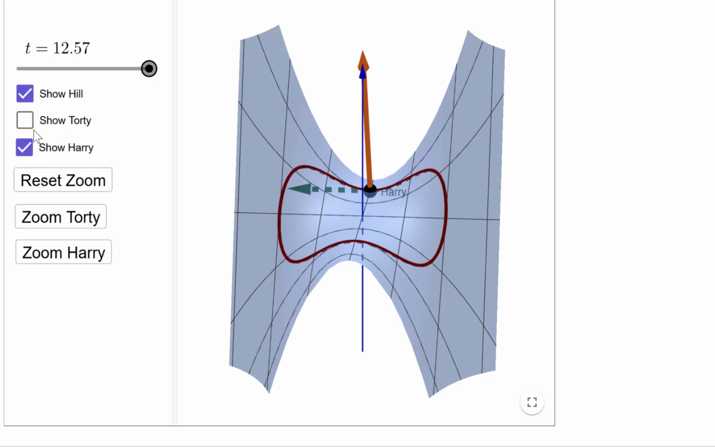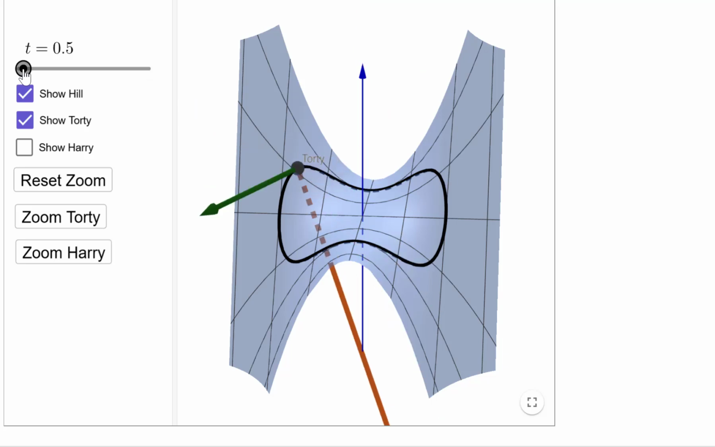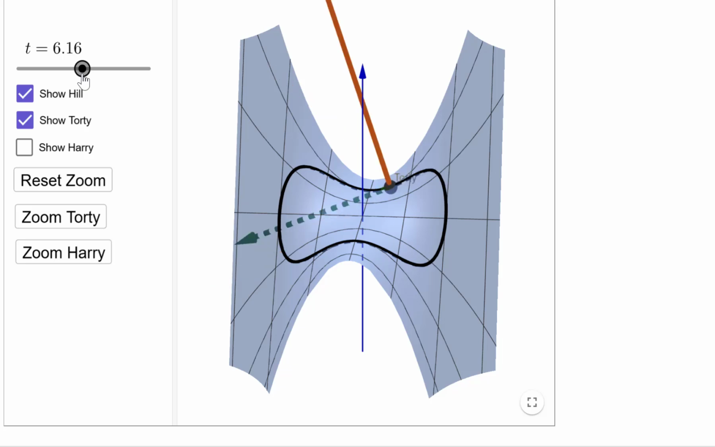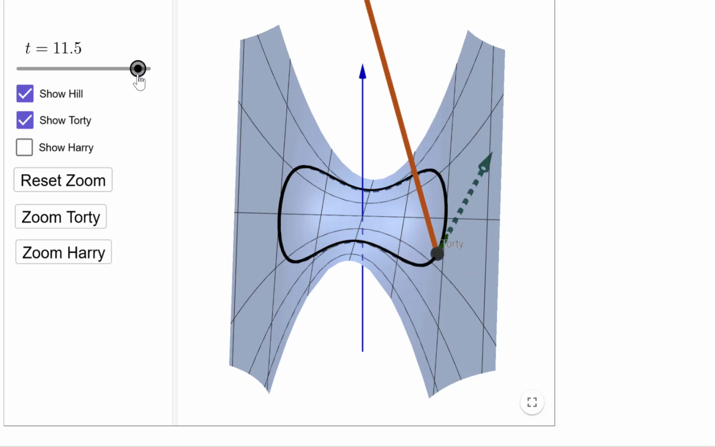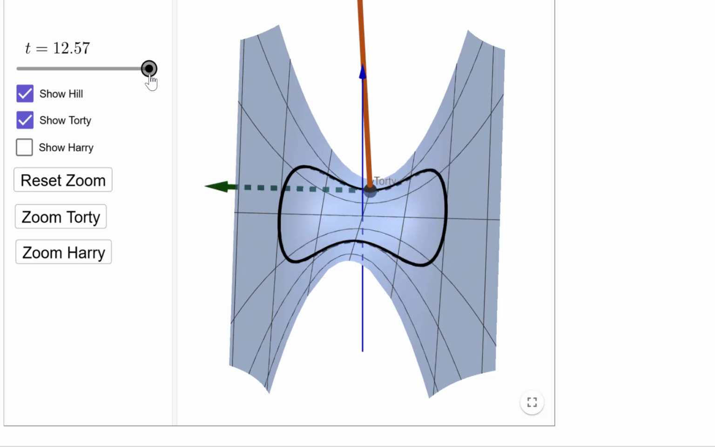Okay, let's take a look at what Torty's doing. So now I'm going to turn off Harry and just show Torty. Again, we'll start Torty at 0. And so Torty is scooting around. Those tangent vectors and unit vectors look a little bit different. I'll leave that for you to explore. But if you look here, it looks like they're both at the same place at 2 pi, and if we go around a total of 4 pi, again, we see that Torty has also made 2 laps.